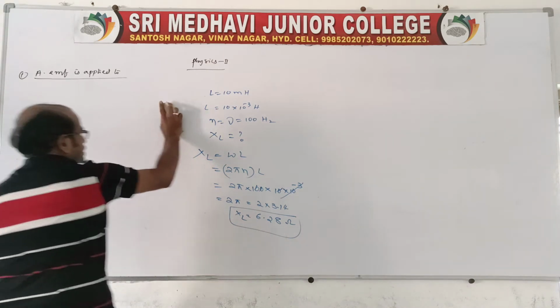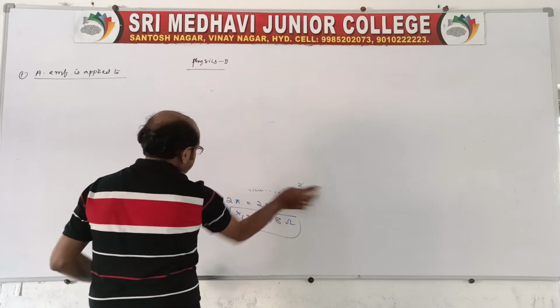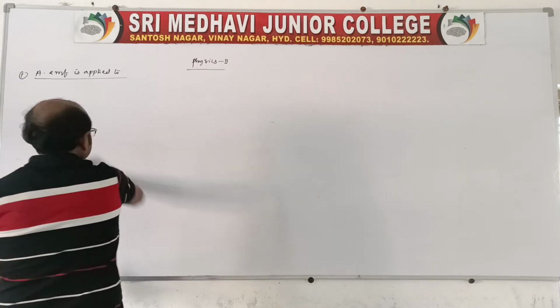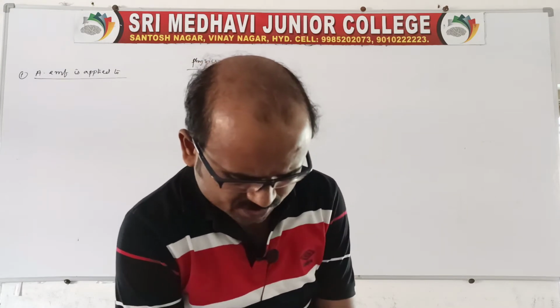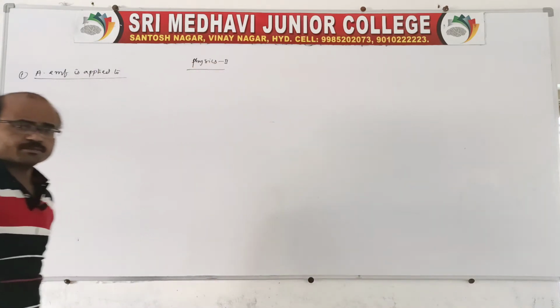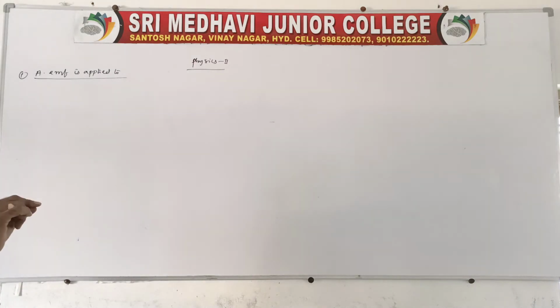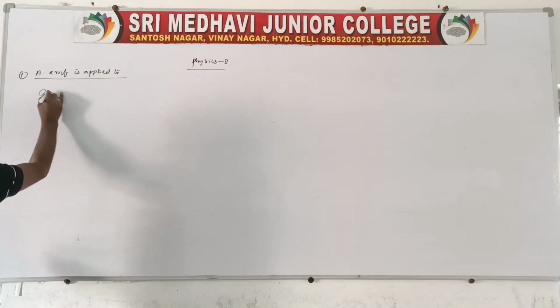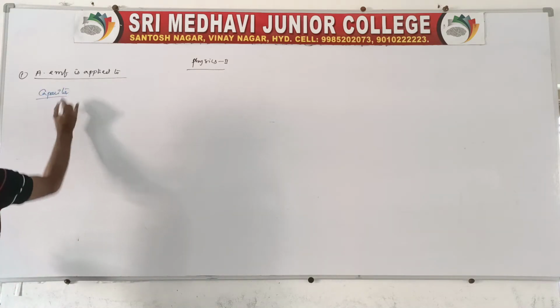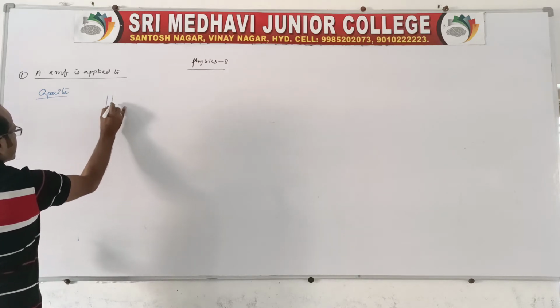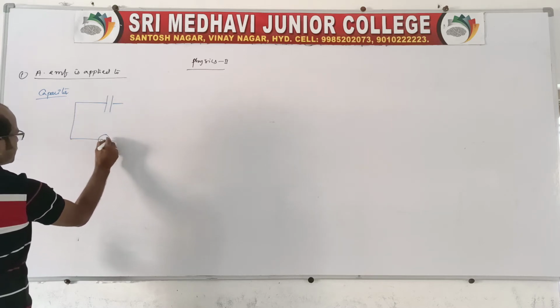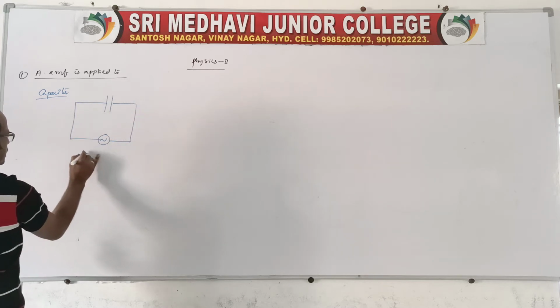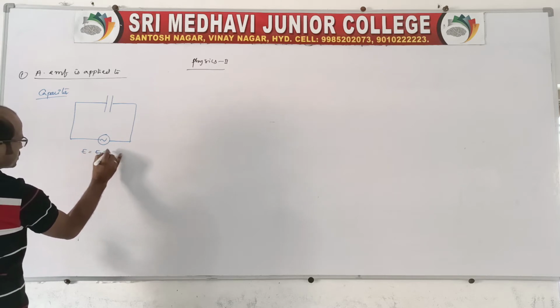So this is about the inductive circuit and the resistive circuit. Now we'll move to the next circuit, the capacitive circuit. In that capacitive circuit also, we should apply an EMF and find the current. So here you write capacitor. For the capacitor circuit, draw a diagram: a capacitor is connected like this, and an alternating EMF is connected, given as E is equal to E naught sin omega t.